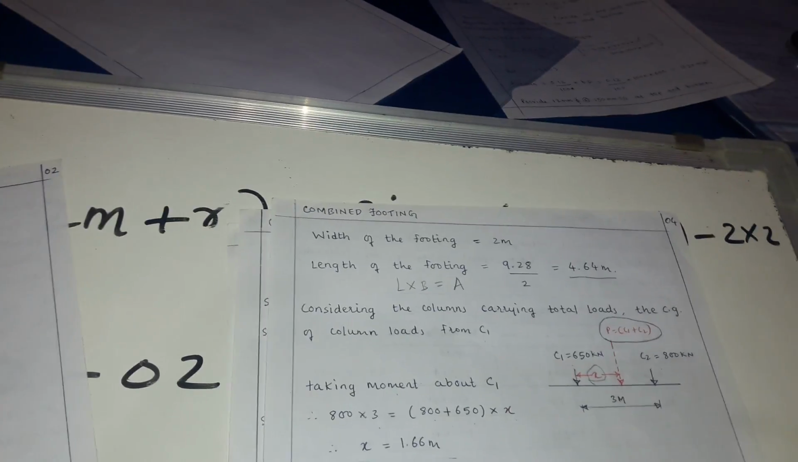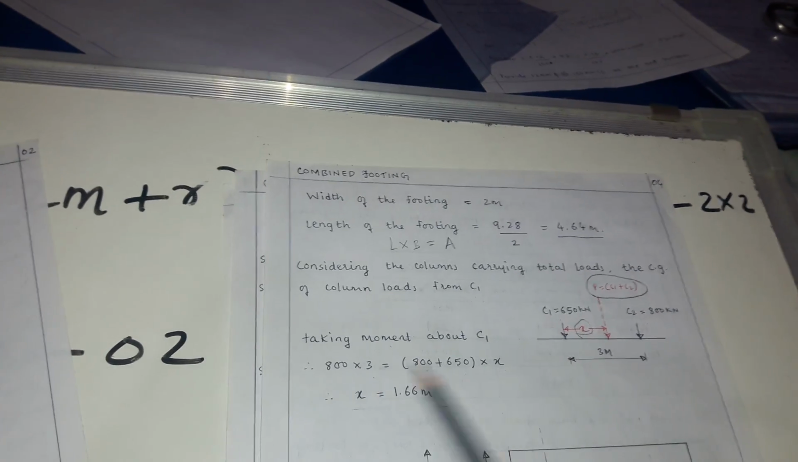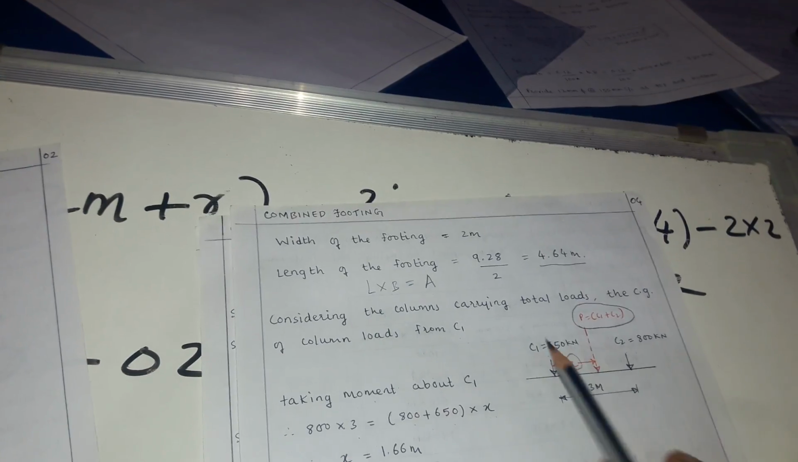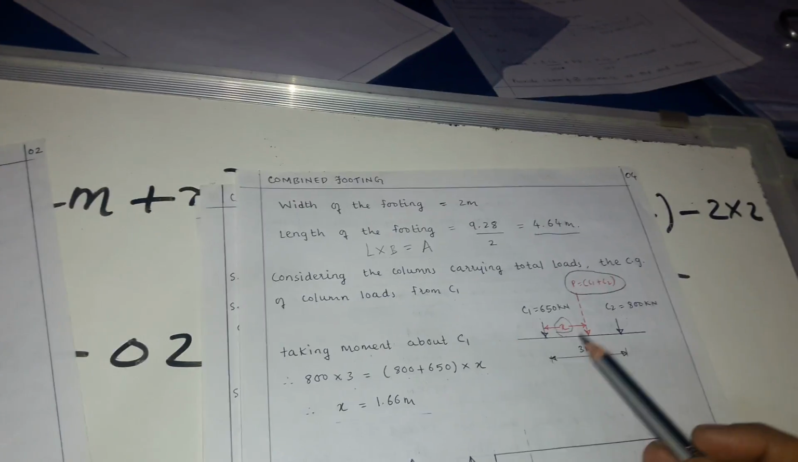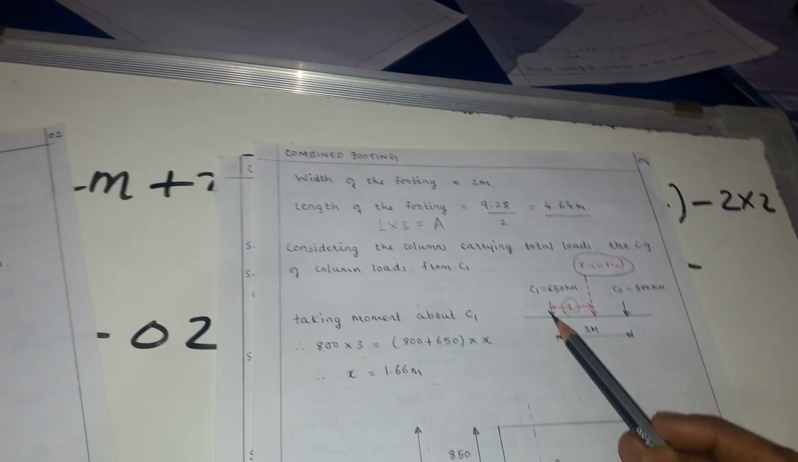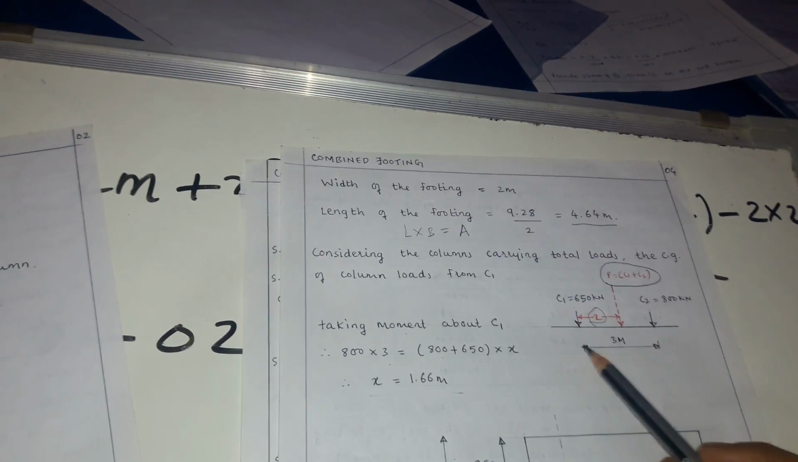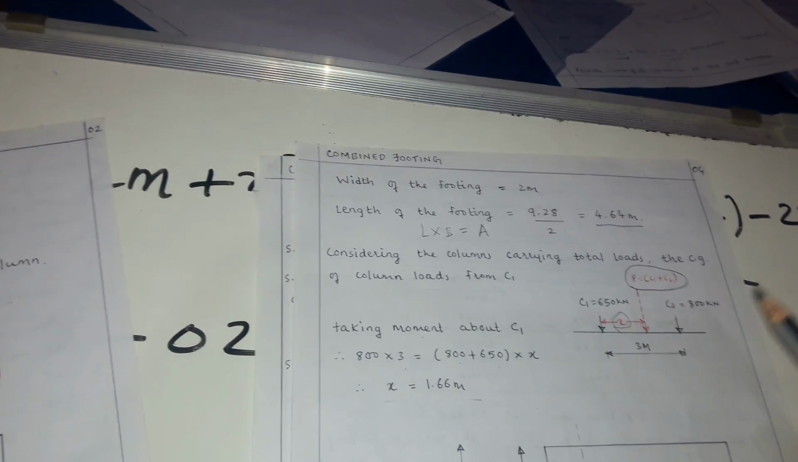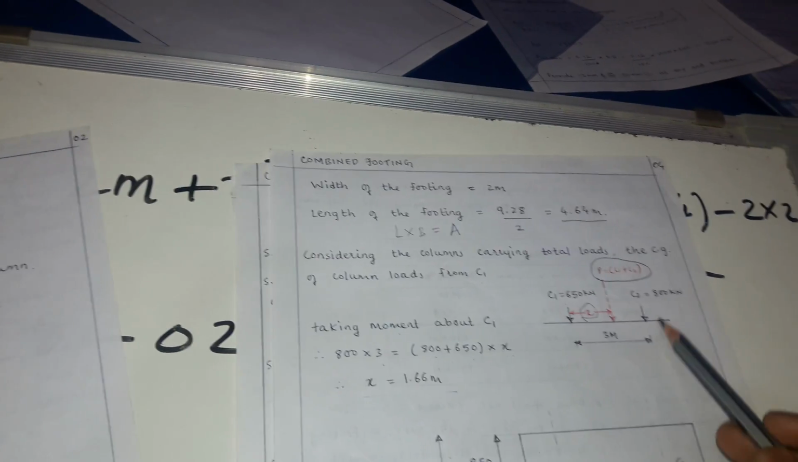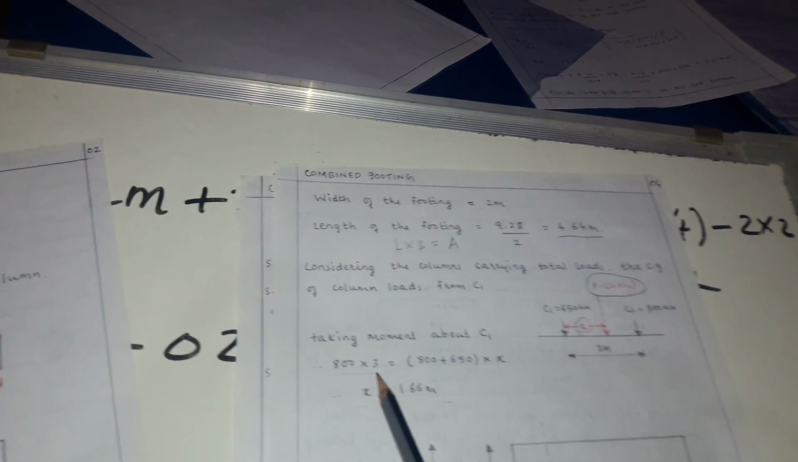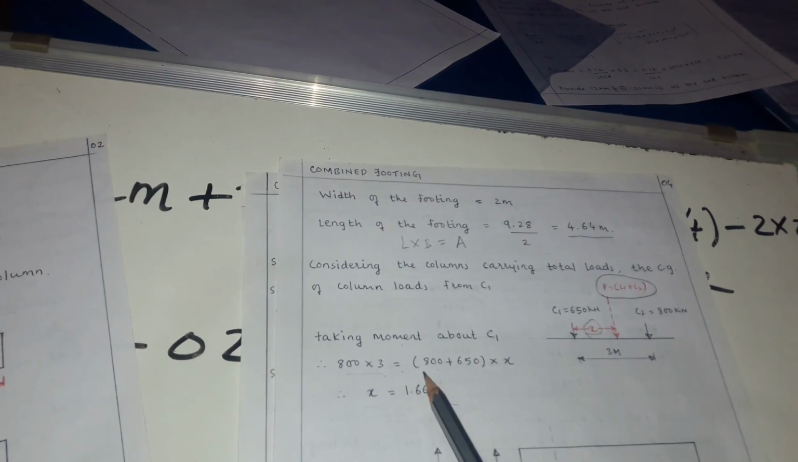For that we apply Varignon's theorem. You know what Varignon's theorem is? The moment of the resultant about any point is equal to the sum of the moments of the forces. So we will be taking moment about this point. Moment about this point is C2 into 3 equal to the moment of the resultant. Only one force is acting here. C2 is 800 into 3 equal to the moment of the resultant.